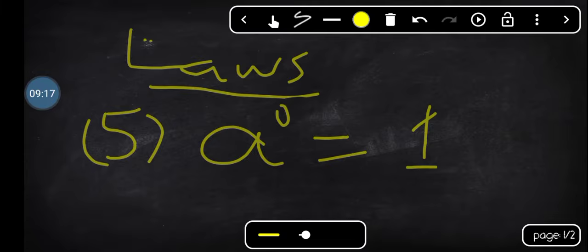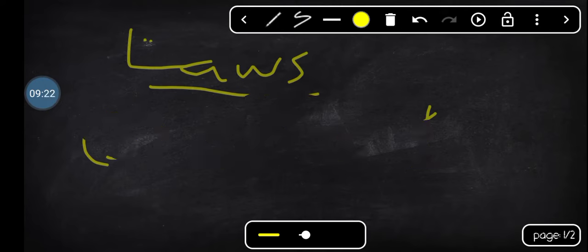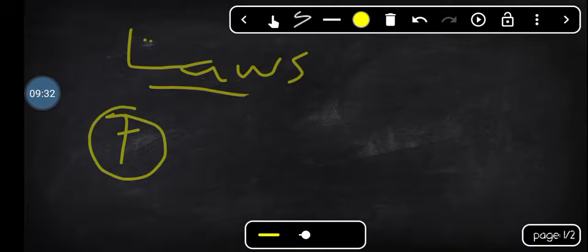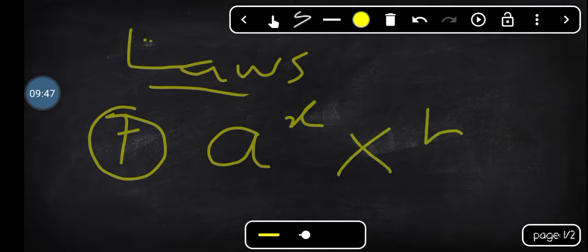So another thing we have to know here is another law. Now we are in the 7th one. So if you have a raised to power x, multiplied by b raised to power x, go ahead and tell me what the answer will be.